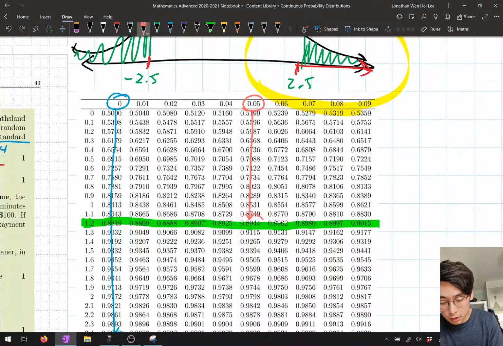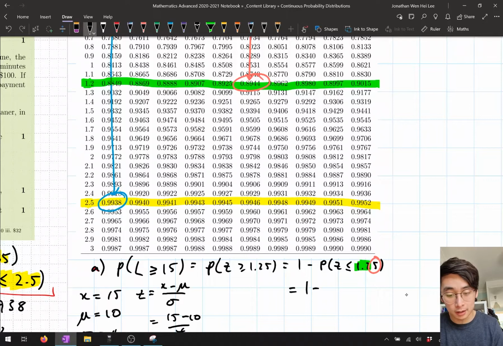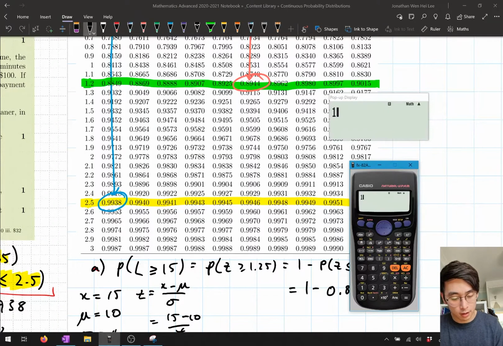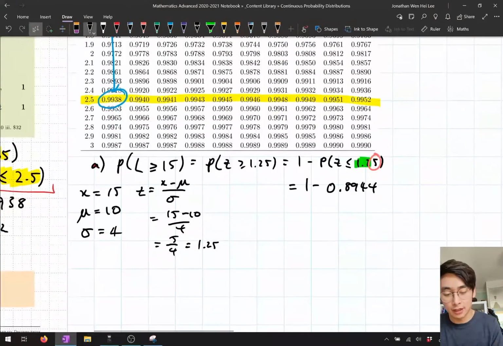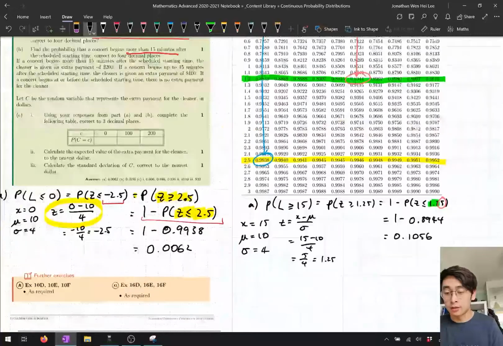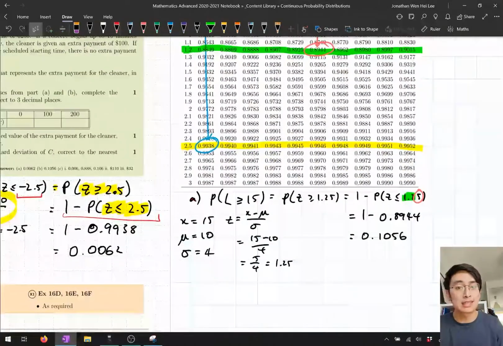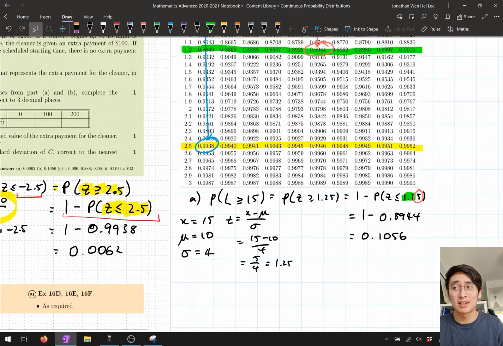And so I read off here, and that just gives me 0.8944. So this value here is going to be 1 minus 0.8944. Chuck that into my calculator: 1 minus 0.8944, and we get 0.1056. Cool, so there we go. That's for the second part here. This is the probability that a concert starts 15 minutes or more, starts after 15 minutes.